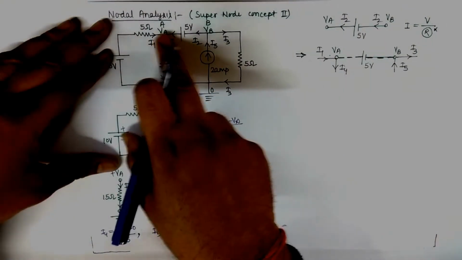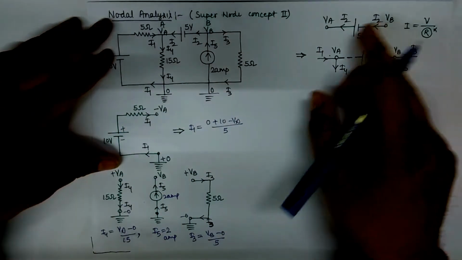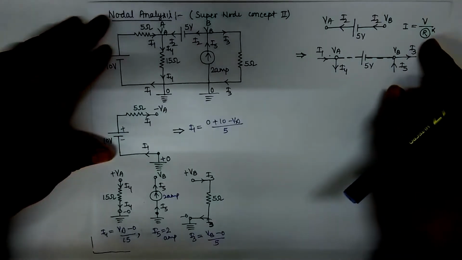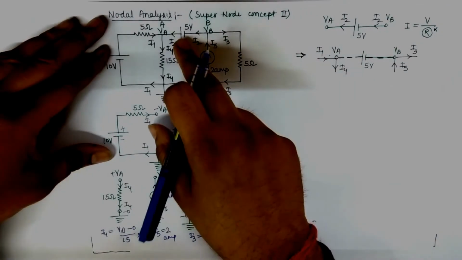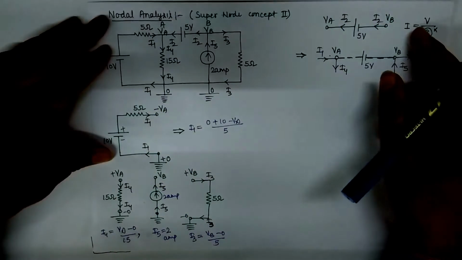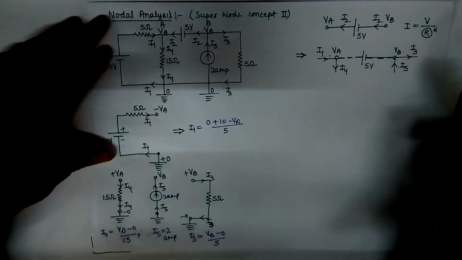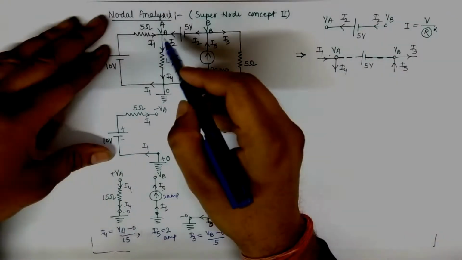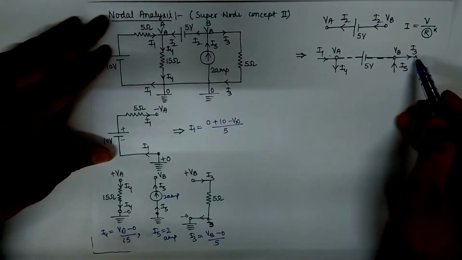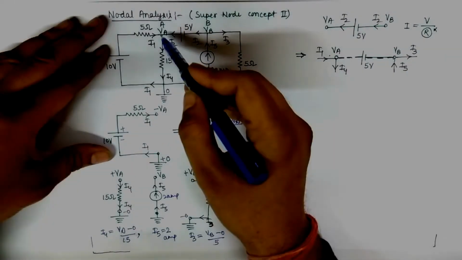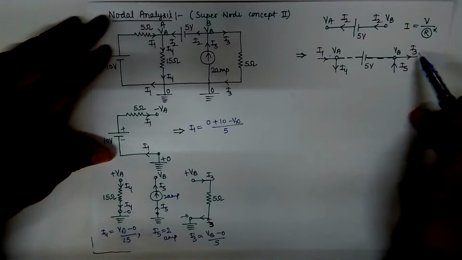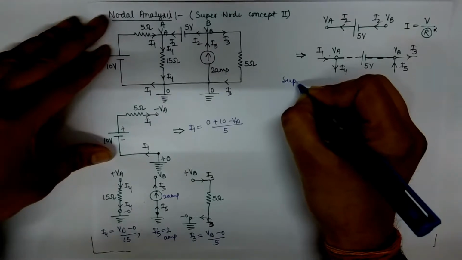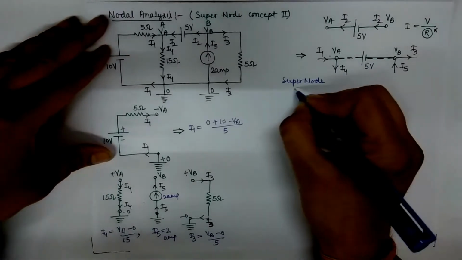But for this branch, for I2, there is no resistance here. So we cannot apply I is equal to V upon R because there is no R, or the internal resistance of this battery is 0, so current would be infinite. So we cannot write this equation. So how do we solve this question now? Apply these two points here, and we apply super node type 2.